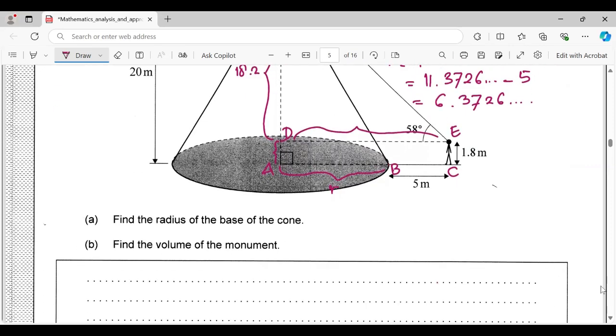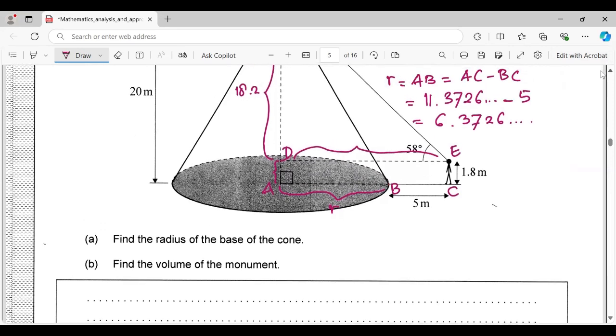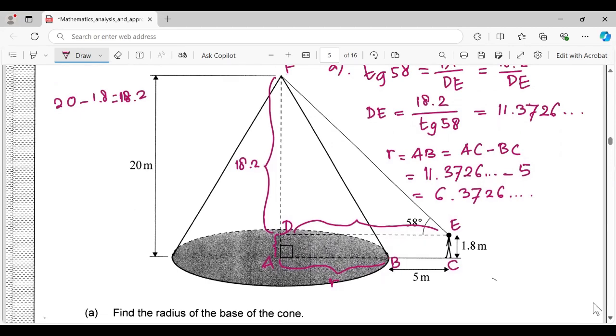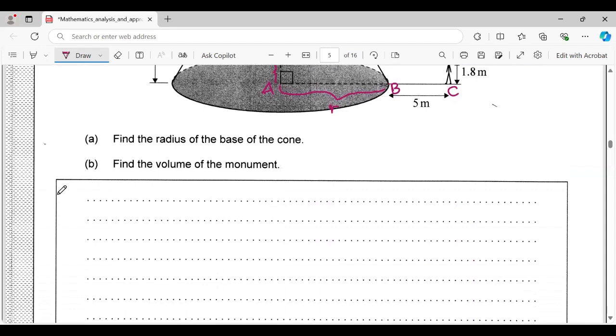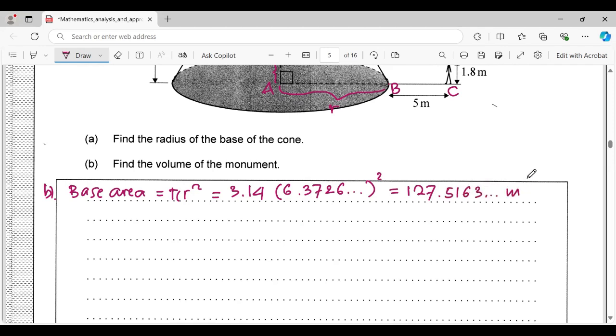And find the volume of the monument. This is a cone if we look at the shape. So we are going to find the volume of a cone. Firstly, I will find the base area. The base area, the circle area, with radius 6.3726, is pi r squared. It means 3.14 times 6.3726 squared. And if you calculate, the result is 127.5163 m squared.